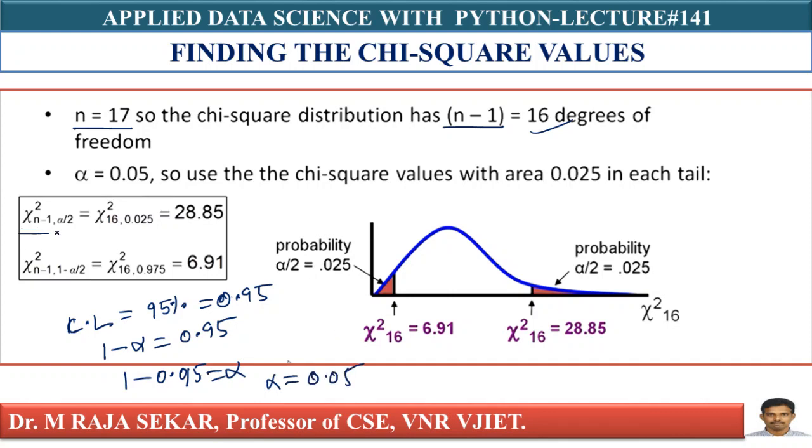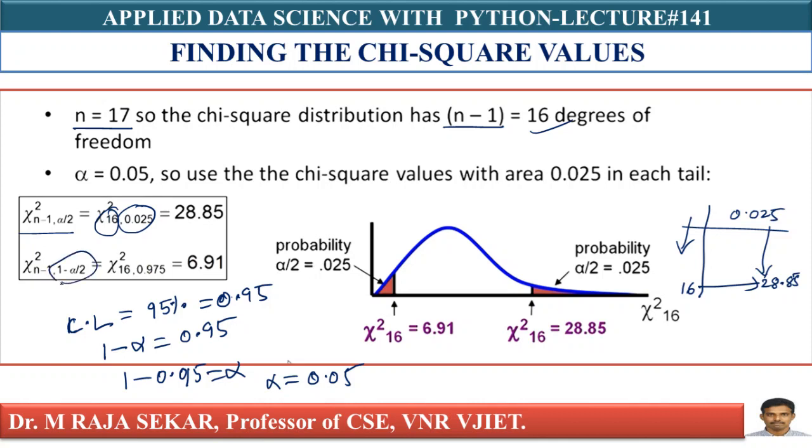This is chi-square of n minus 1, alpha by 2: 16 comma 0.025. How will I get this value? Just go to the chi-square distribution table. On top of the row you can find 0.025, and in the column you can find degrees of freedom, 16. That intersecting value is 28.85. Isn't it?